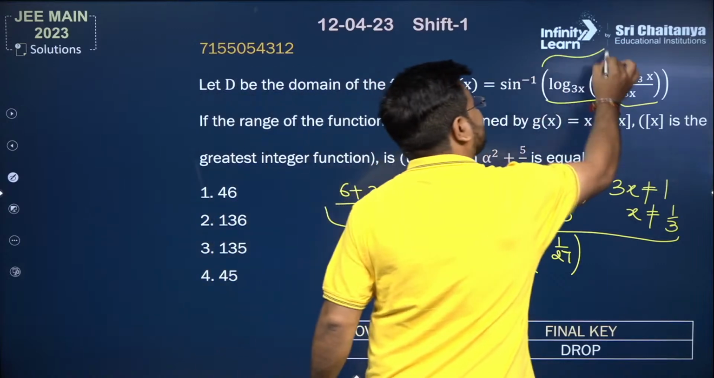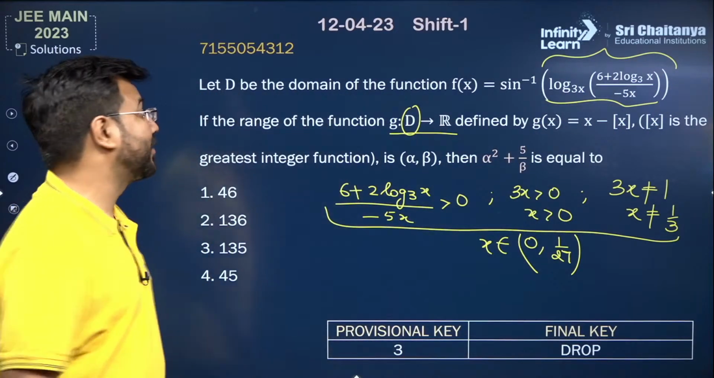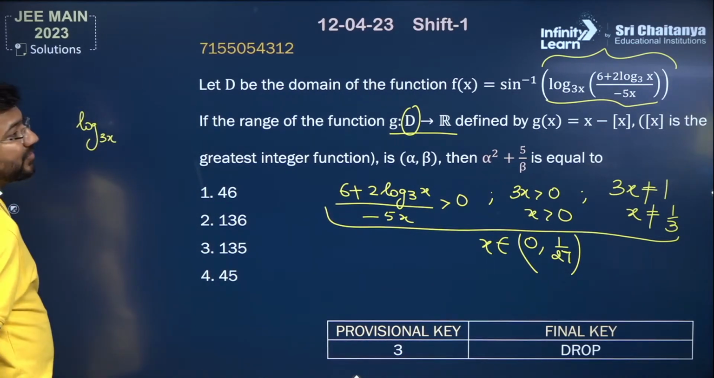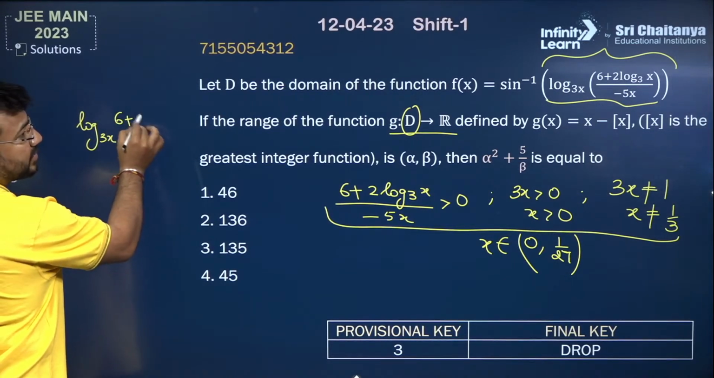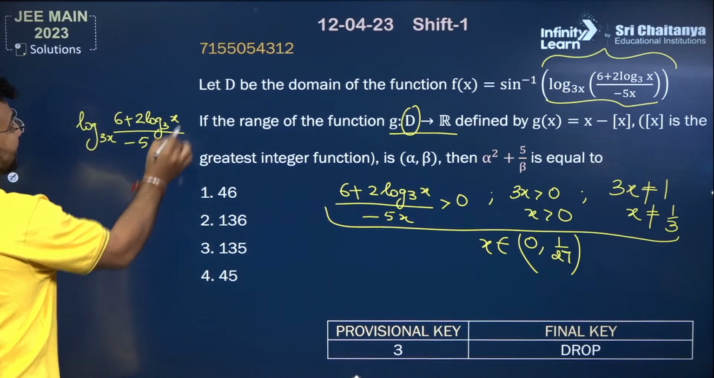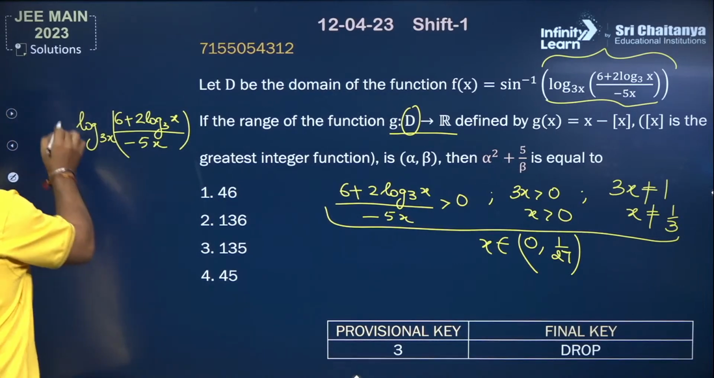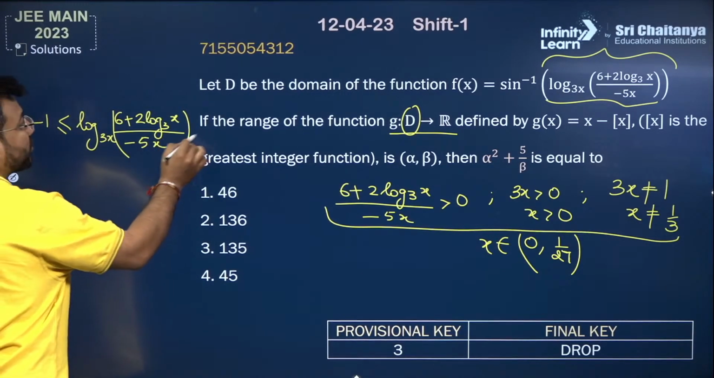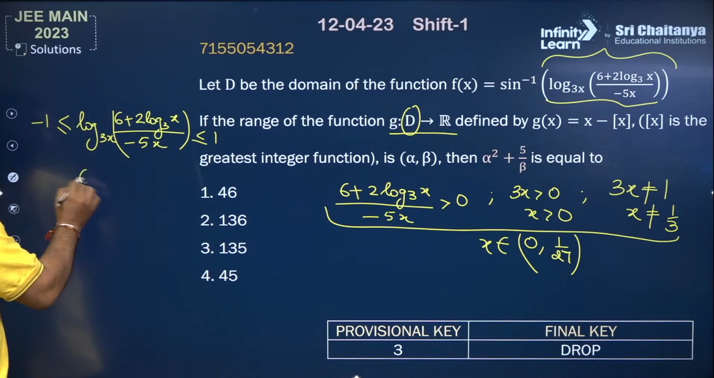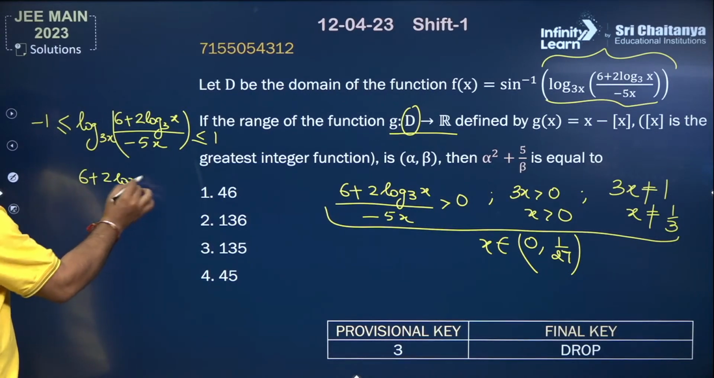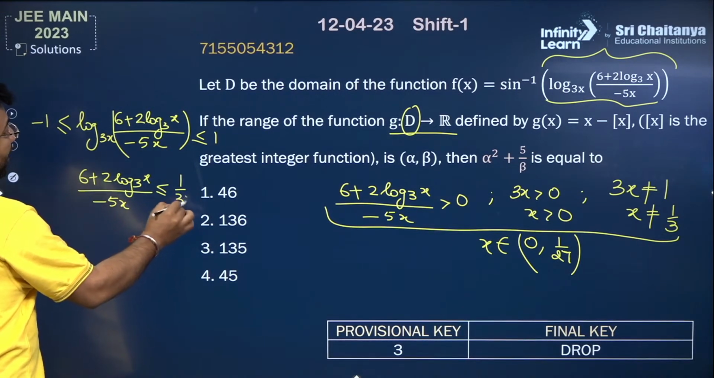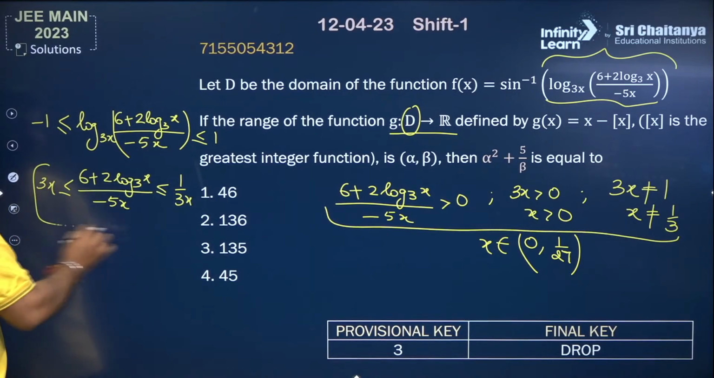That the quantity which is inside the sine inverse function should lie between minus 1 and 1. So therefore this quantity, log with base 3x of (6 plus 2 log x to the base 3) divided by minus 5x, lies between minus 1 and plus 1. So therefore we can write that (6 plus 2 log x to the base 3) upon minus 5x should be lying between 1 upon 3x and 3x. I hope you are able to understand.